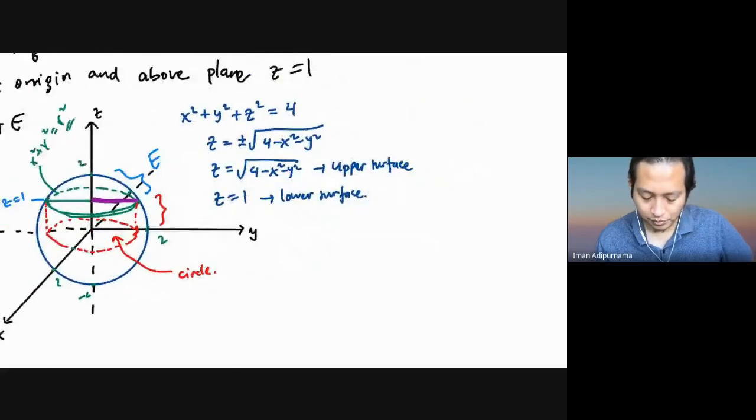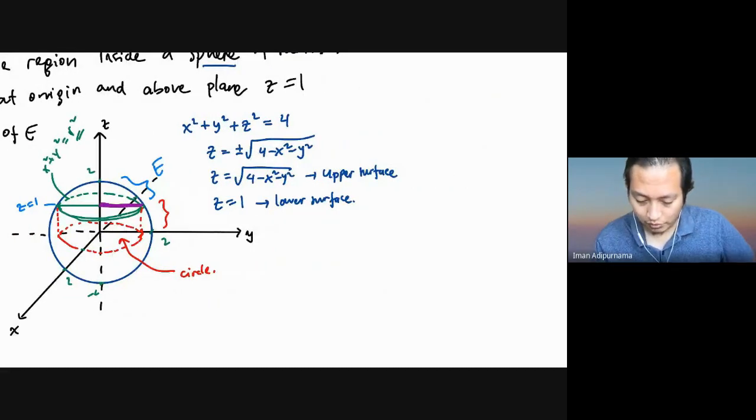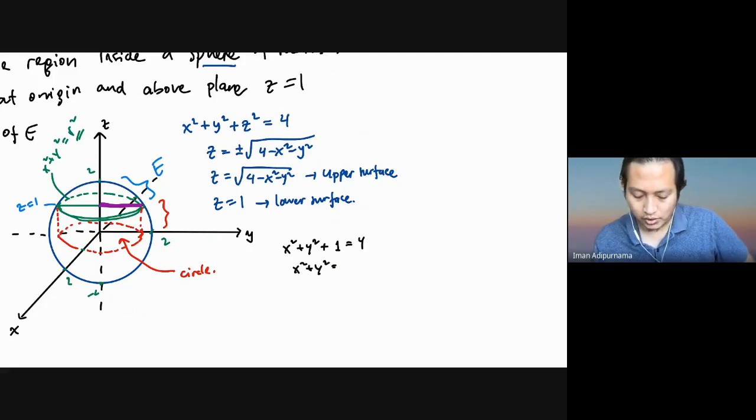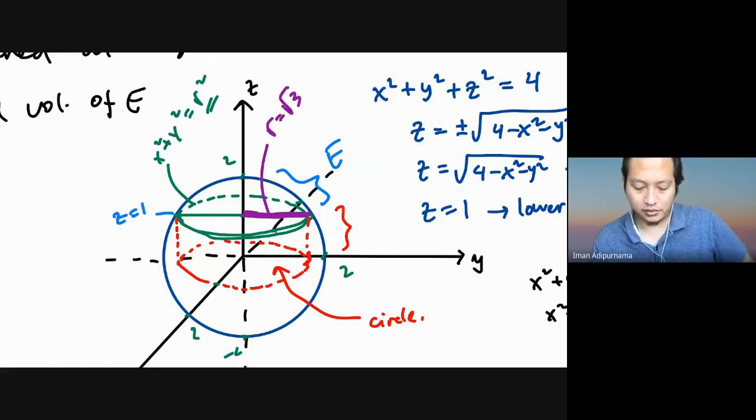And it's on the sphere. So what we can do is x squared plus y squared plus 1 is 4, right? At z equal 1. So x squared plus y squared is actually just 3. So we now notice that this r is the square root of 3. Okay.